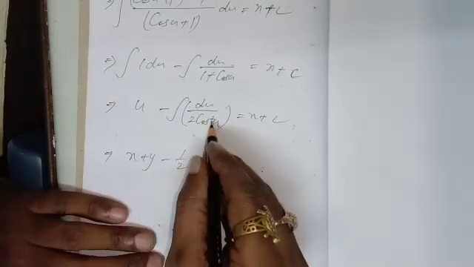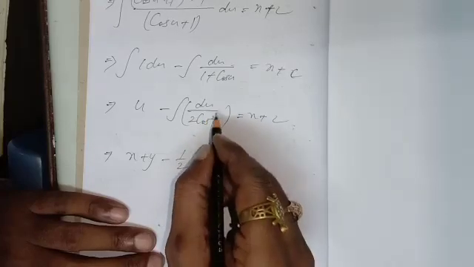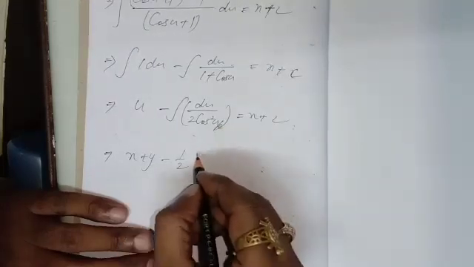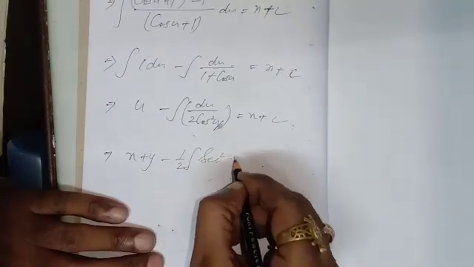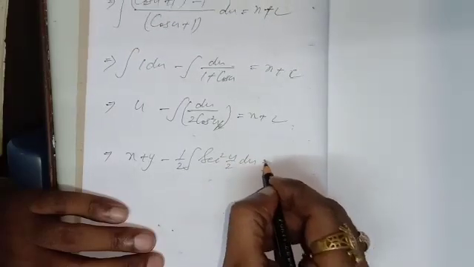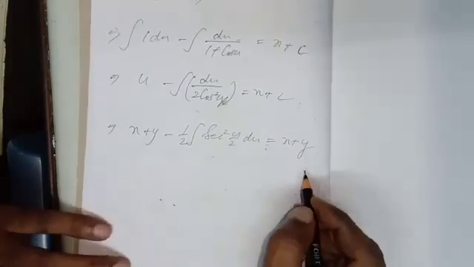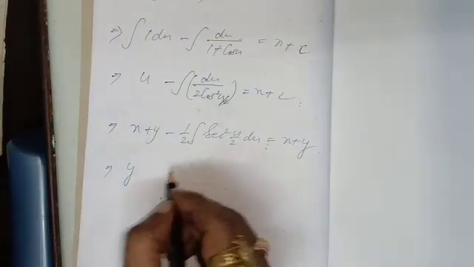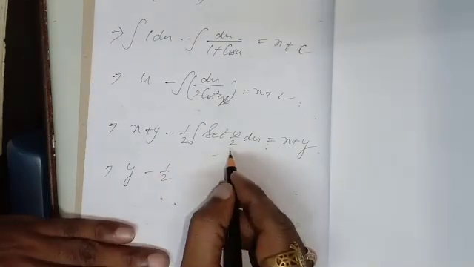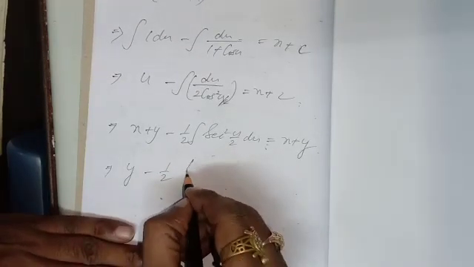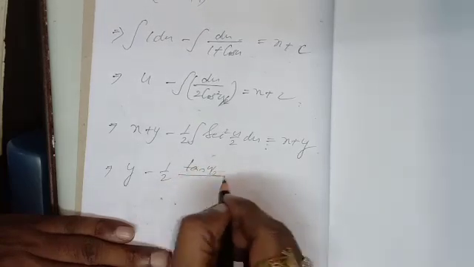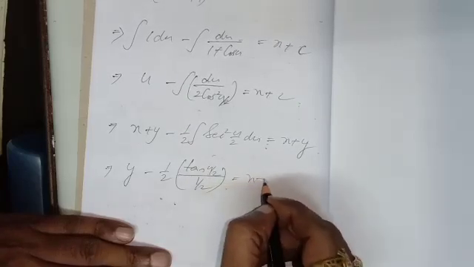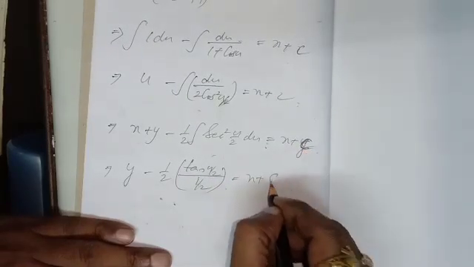So u minus half, and this is nothing but du by (1 plus cos u), that is 2 cos square (u by 2). Half I have taken outside, in integration sec square (u by 2) du is equal to x plus c. What is the integration of sec square (u by 2)? This will be tan (u by 2) divided by the coefficient of u, 1 by 2, equal to x plus c.